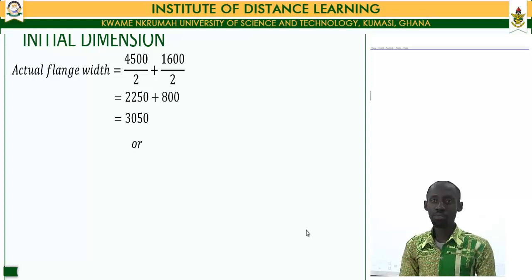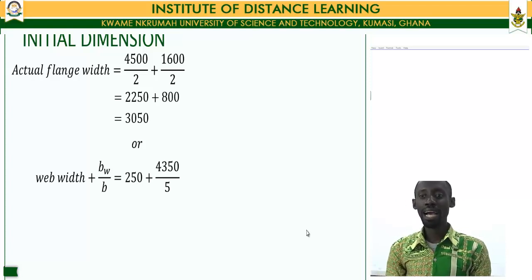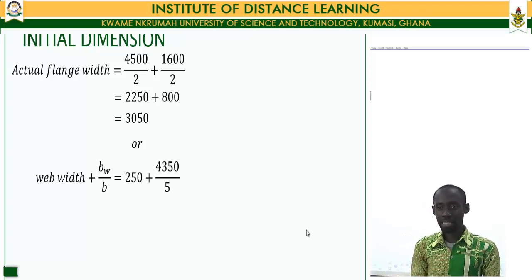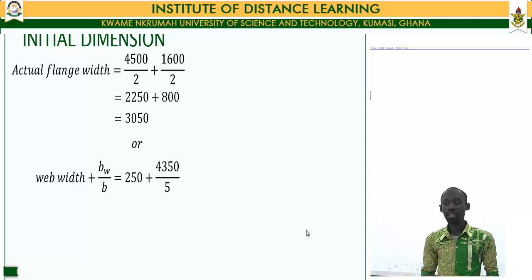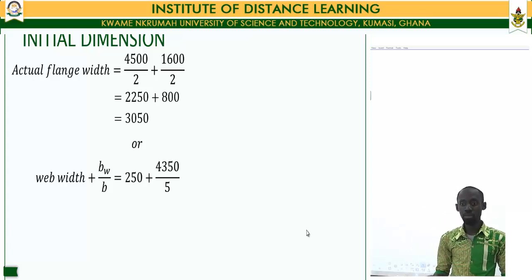Now, the alternative to finding the flange width is by adding the web width plus L_z over 5. Now, L_z is said to be the span of the beam.